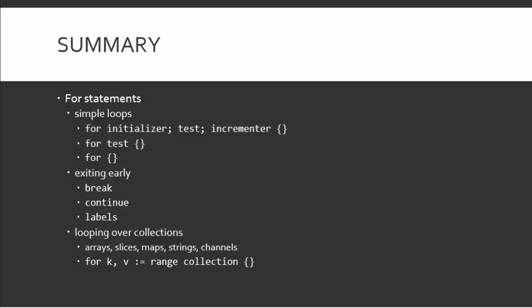And finally, we talked about how to loop over collections and how the collections that we have available, there's quite a few. We've got arrays, slices, maps, strings, and channels that we can loop over, but they all have a similar syntax. We're going to use that for keyword, we're going to get a key and a value, and then we're going to set that equal to the range keyword followed by the collection that we're looping over. So the keys when we're working with arrays, slices, and strings are going to be the index within that collection, so you're going to have that zero-based index. With maps, we're going to get the key from that map. And the values are what you expect them to be. They're the value for that current index.